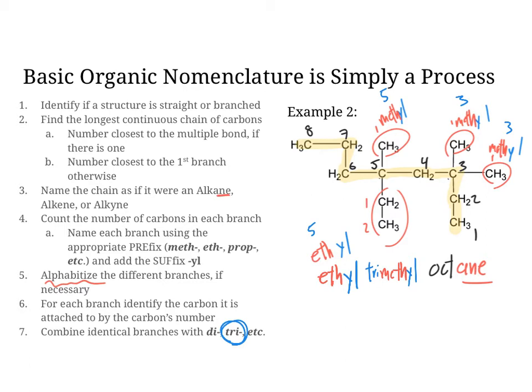So I'm going to write 5-ethyl, if I can use letters. Geez, that's a T. 5-ethyl. And then I'm going to have to identify the place of all of the methyls. So there's a methyl on the third carbon, a methyl on the third carbon, and a methyl on the fifth carbon. So I'm going to have to write 3,3,5 methyl.